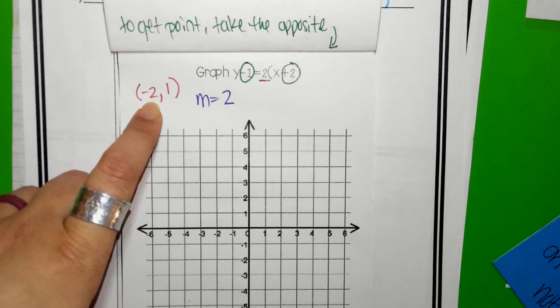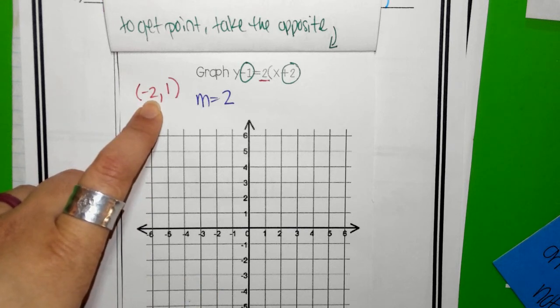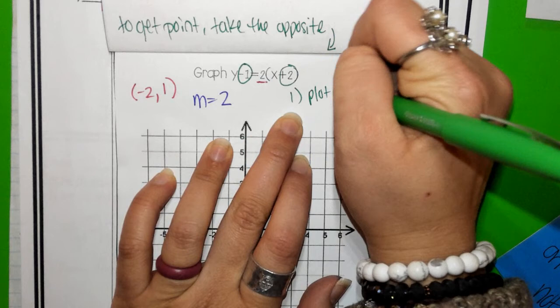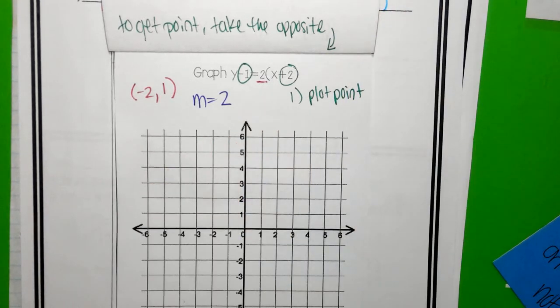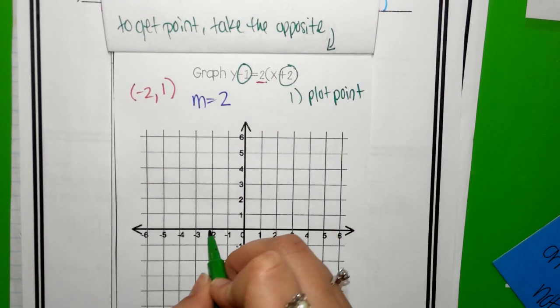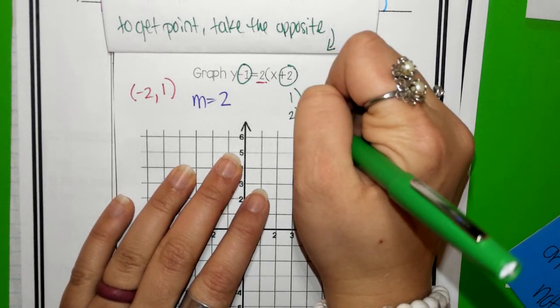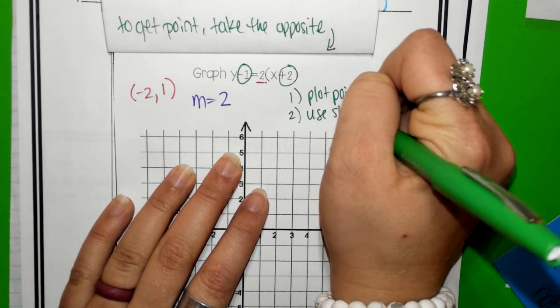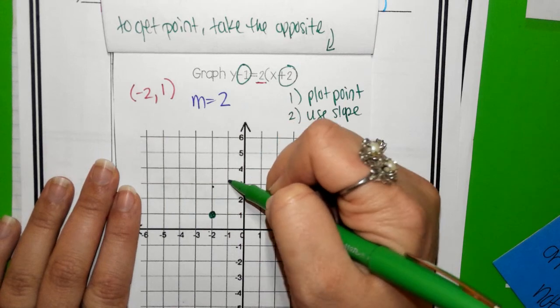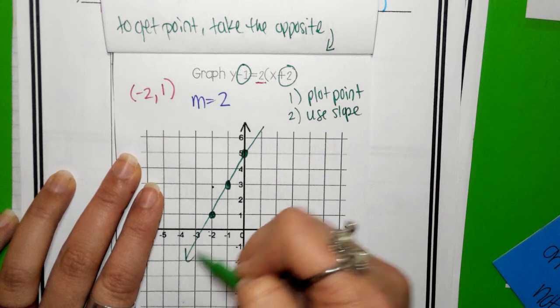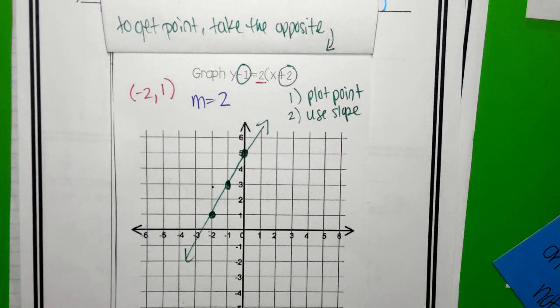Plot your point. First, plot your point. How do we go? All right, so our point is negative 2, 1. So you go left 2, up 1. Then what would we do from there? You use your slope. Up 2, and then right 1. Up 2, right 1. Boom, connect your dots. And then you're done, and that's it.